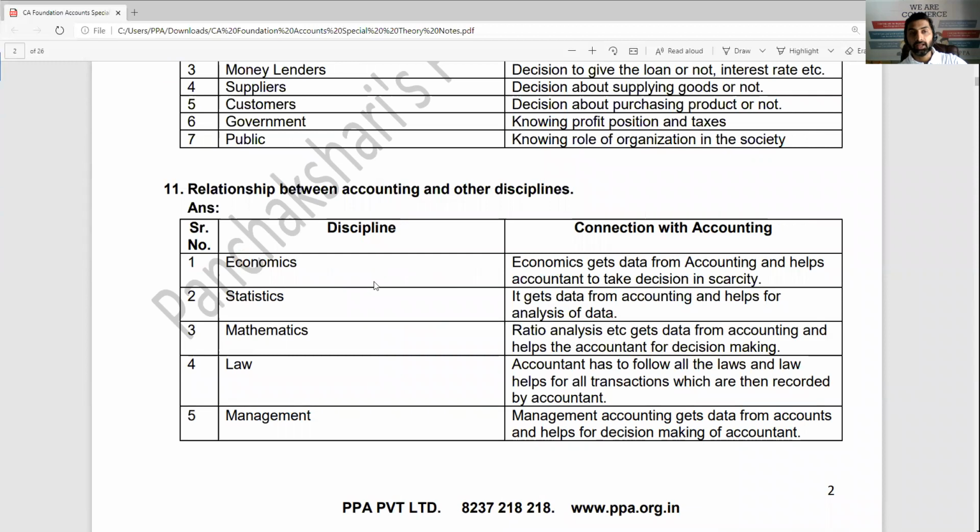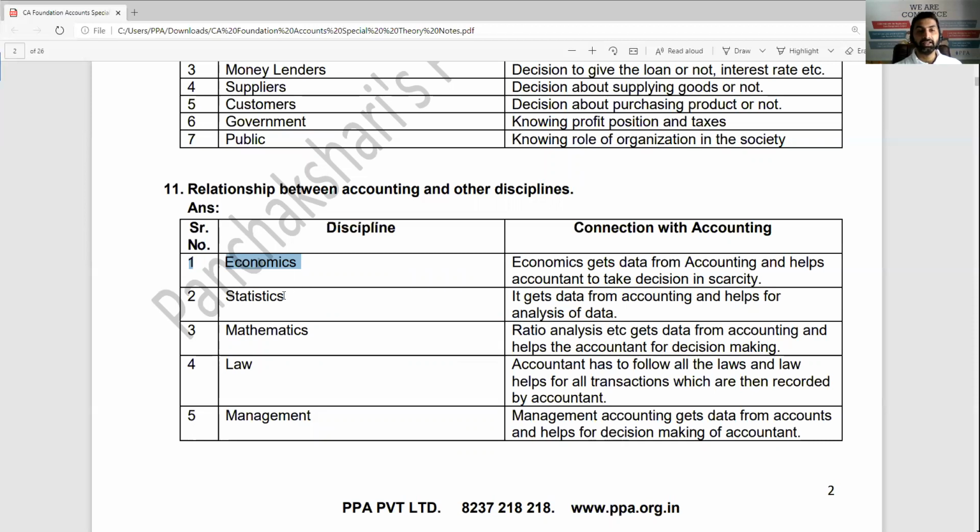Now, next short note can come, relationship between accounting and other disciplines. So, for example, economics. There is no connection of accounting and economics? Yes, there is a connection, because the data analyzed by economics is taken from the accounting department or accounting data. For example, when we calculate GDP, gross domestic product, the data is given by accounting but used by economics.